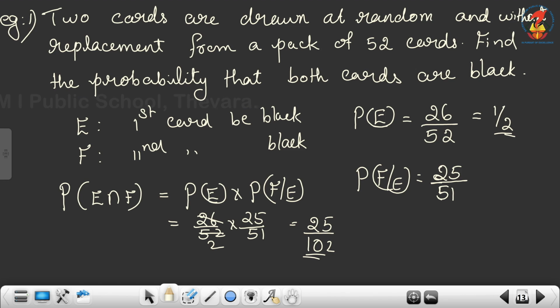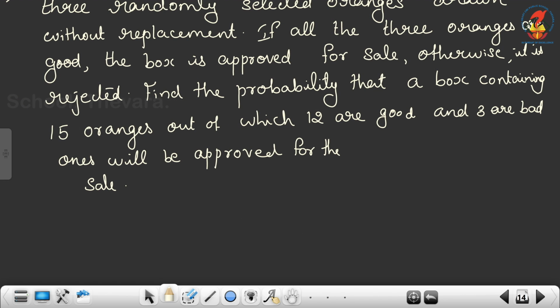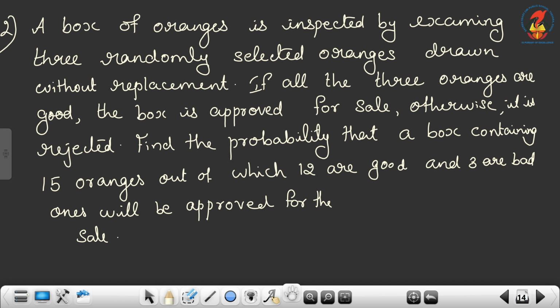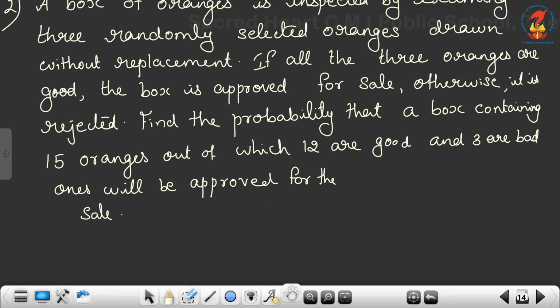Okay. Now look at the next one. A box of oranges is inspected by examining 3 randomly selected oranges drawn without replacement. If all the 3 oranges are good, the box is approved for sale, otherwise it is rejected. Find the probability that a box containing 15 oranges, out of which 12 are good and 3 are bad ones, will be approved for the sale.